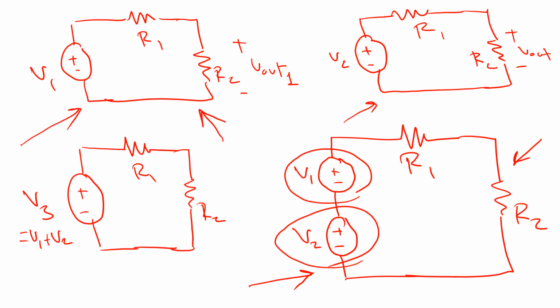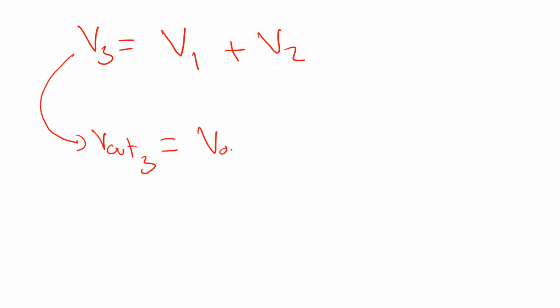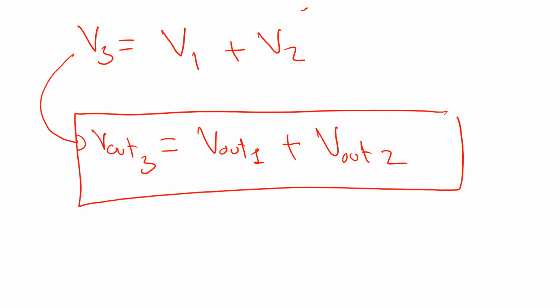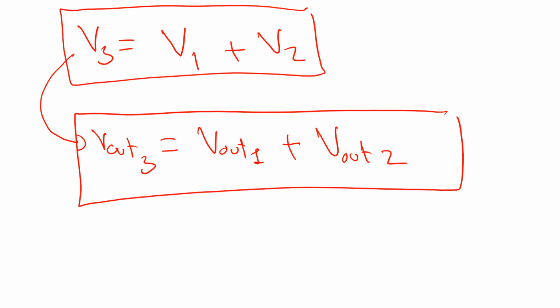So at a time, I get the output due to V1 alone, and then I get the output due to V2 alone. Combine the two outputs together, this gives me the total output, because we have seen that when the input V3 was a superposition of input 1 and input 2, our output Vout3 was equal to Vout1 plus Vout2, because the circuit is linear and it satisfies the superposition principle. When the input is a superposition of two separate inputs, the output would be the same superposition of the corresponding outputs.